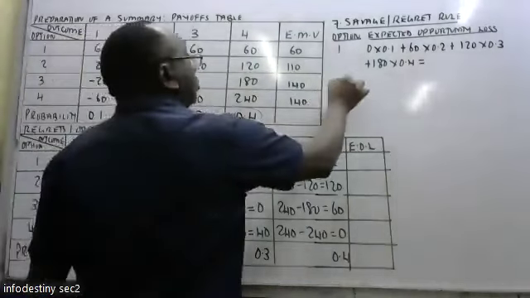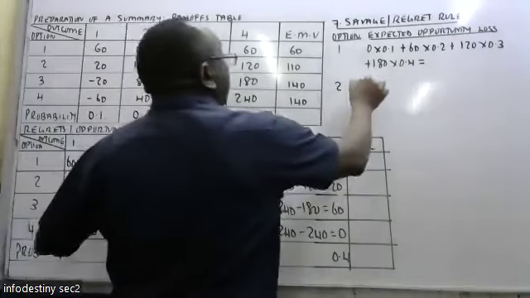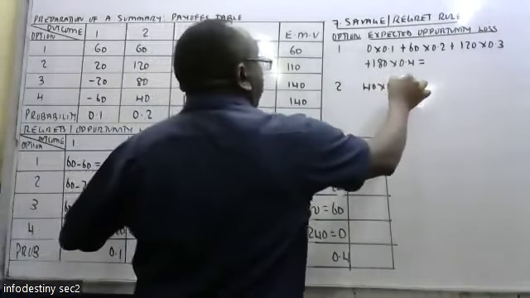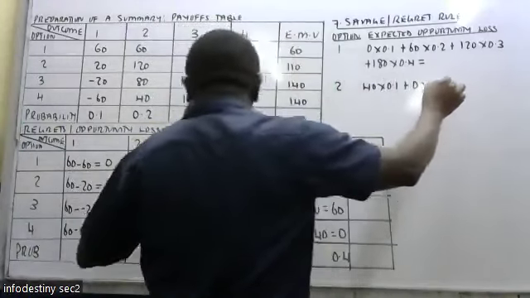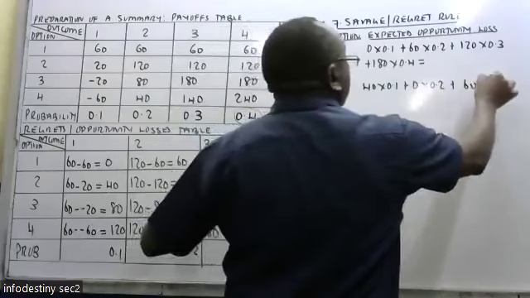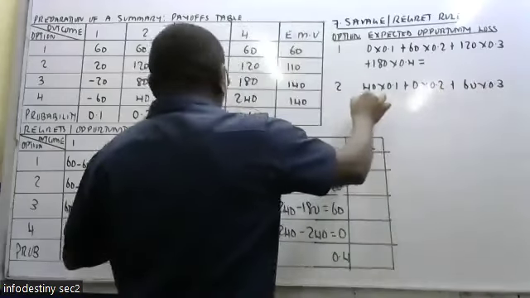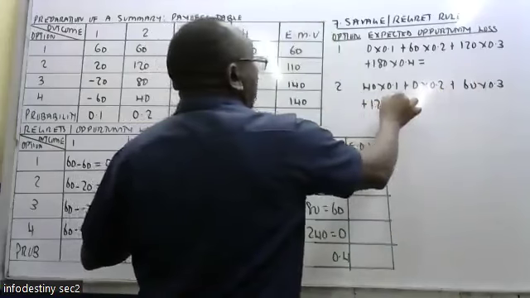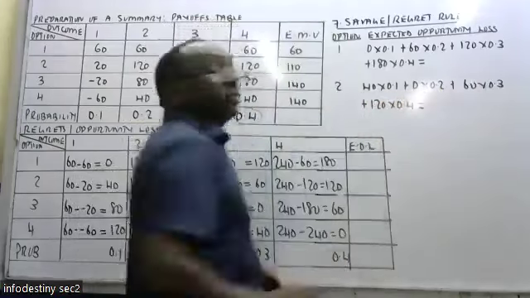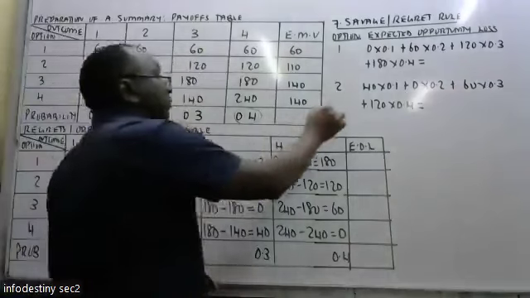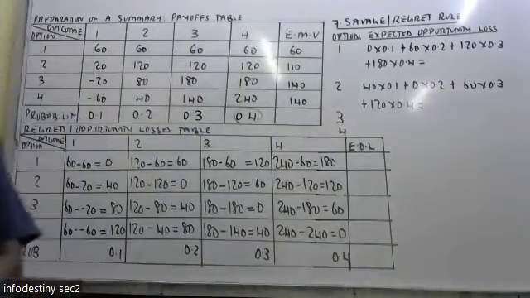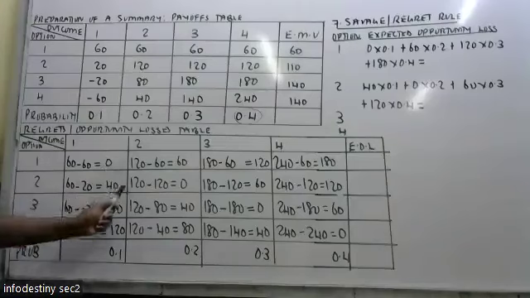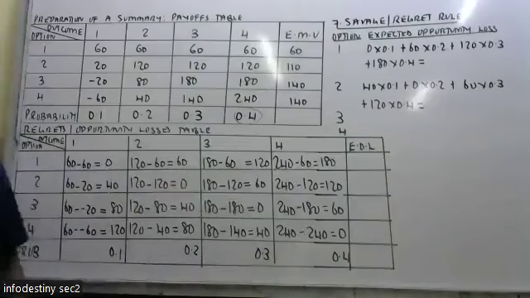So when you come to number 2, you say it is 40 multiplied by 0.1 plus 0 multiplied by 0.2 plus 60 multiplied by 0.3 plus 120 multiplied by 0.4. So you can do the same for number 3 and number 4. These answers are easy. Do that.